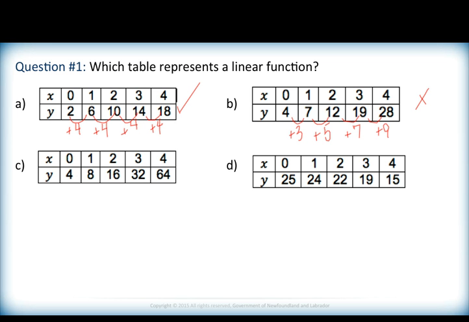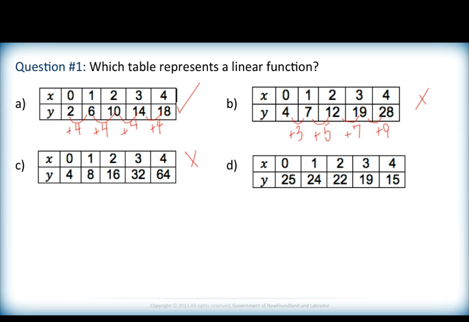Part C, 4, 8, 16, 32, 64. Maybe right off the bat you will notice that each one is being multiplied by 2. So 4 times 2 is 8, 8 times 2 is 16, and so on. So that would not be a linear function.